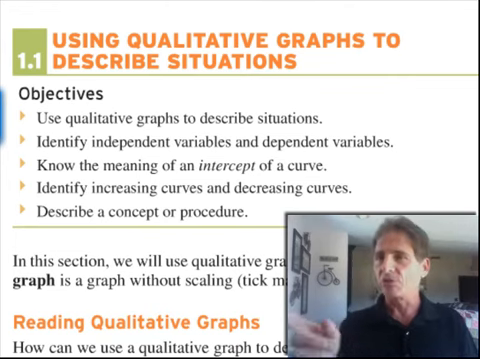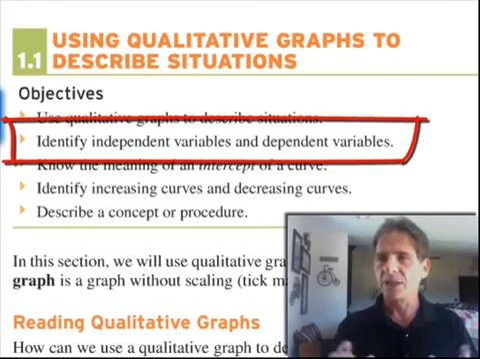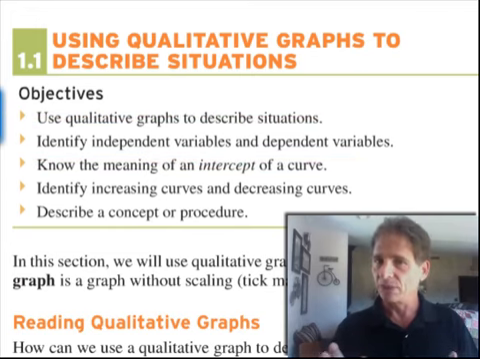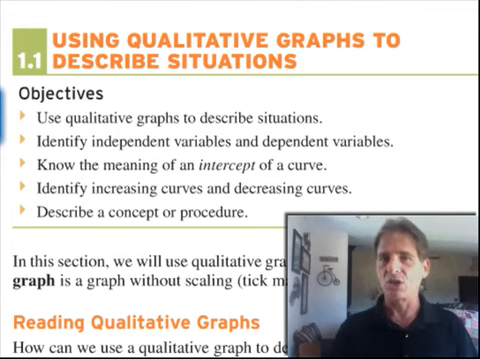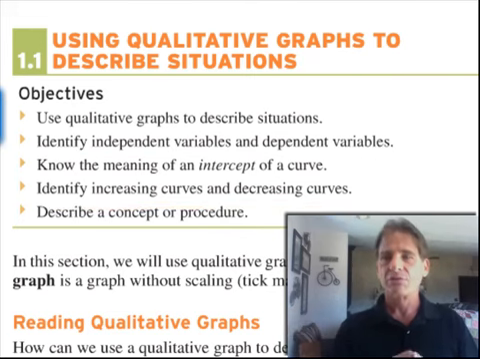If you sketch that graph, you'll have to be able to do objective 2. Identify the independent variable and dependent variable. Again, the dependent variable is the one that will go on that y-axis. The independent variable will be the one that goes on the x-axis. You also need to understand the meanings of intercept, increasing, and decreasing curves. Now, as far as that fifth objective, I'm not going to hold you responsible for that one in this chapter.